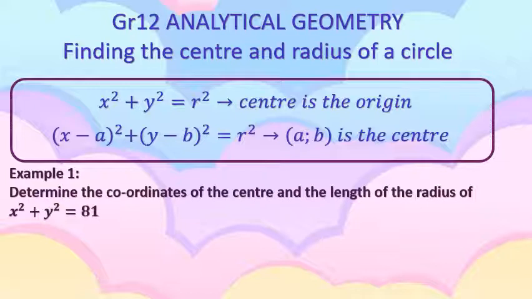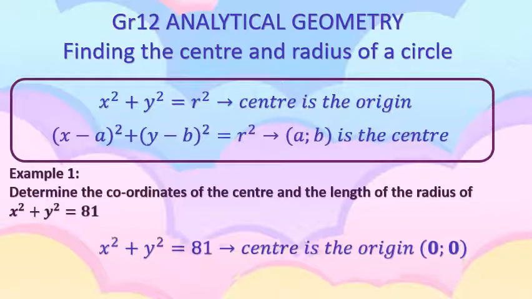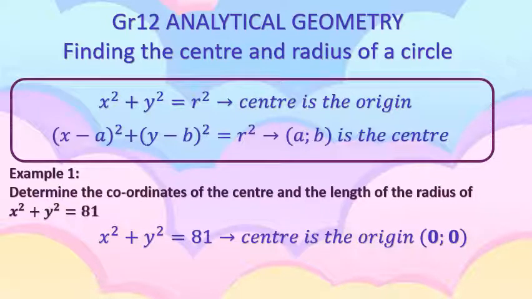So the first example asks us to determine the coordinates of the center and the length of the radius of this given circle. So we can see that this is of the format of that very first equation on the slide: x squared plus y squared equals r squared. So straight up, you can tell me that the center is the origin.